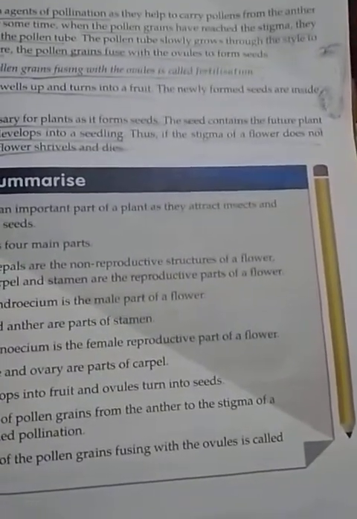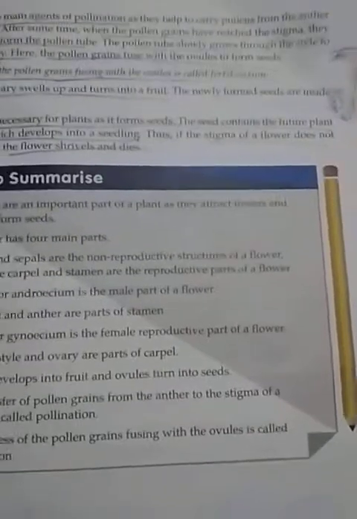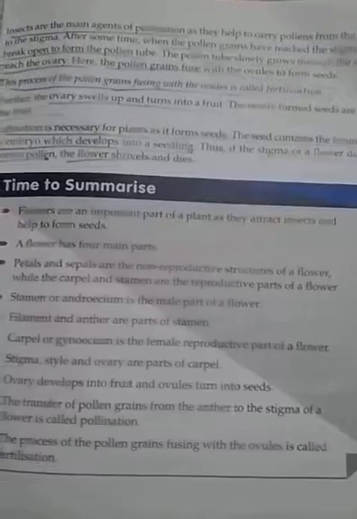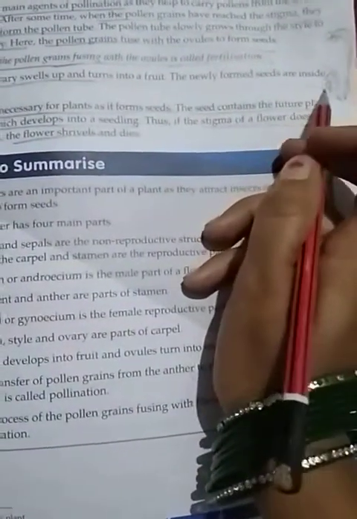So these seeds are very important. Because of the seeds only the next plant is grown. So pollination is very important. Because of pollination seeds are developed, and when seeds are developed it results in the formation of a new plant, or embryo.